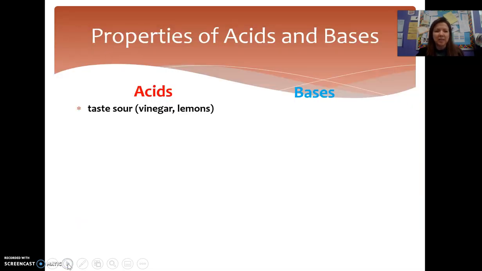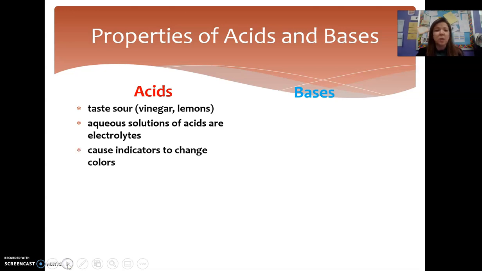So, what do we know about acids? We know they taste sour. We know that aqueous solutions, that means water-based, are electrolytes. That means they conduct electricity or complete a circuit. We know that acids cause indicators to change colors. You remember litmus paper maybe from elementary school or junior high? We're going to do it again. We know that many metals react with acids to make hydrogen gas.